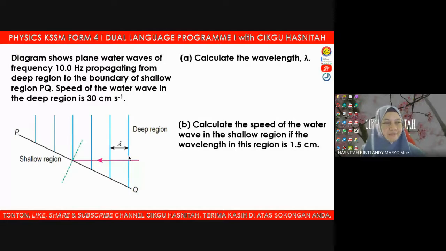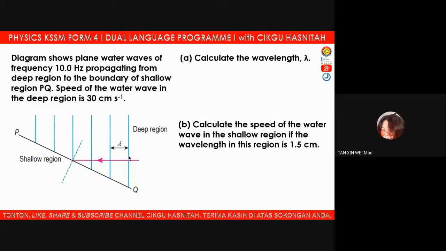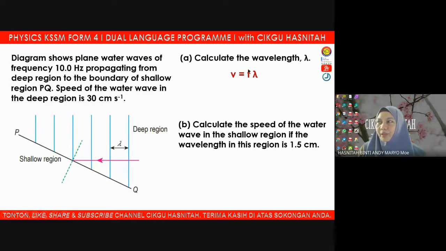Okay, anyone? V equals lambda times frequency. Yes, very good. So V equals F lambda. The wave speed is given as 30, and the frequency is 10. So by this, the wavelength is 3 cm. So 3 cm is the wavelength in the deep region.